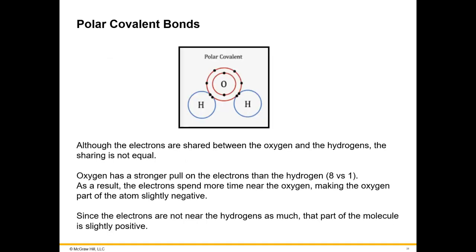When we look at those polar covalent bonds, you can see that oxygen is going to have a stronger pull for the electrons. And since the electrons are not near the hydrogen part of the molecule as much, that part of the molecule is going to be slightly positive.